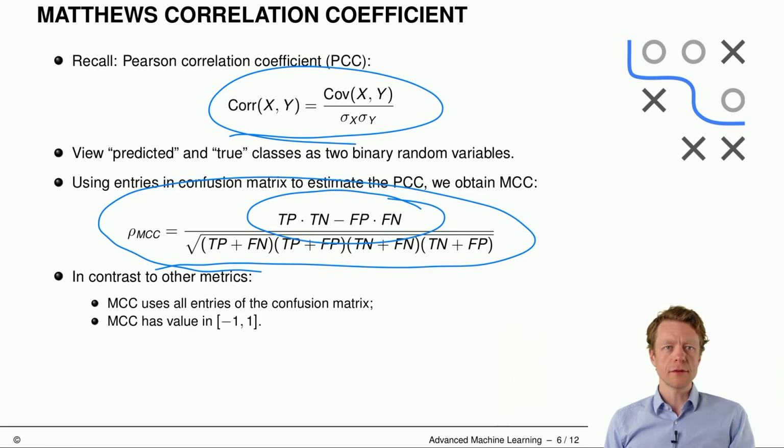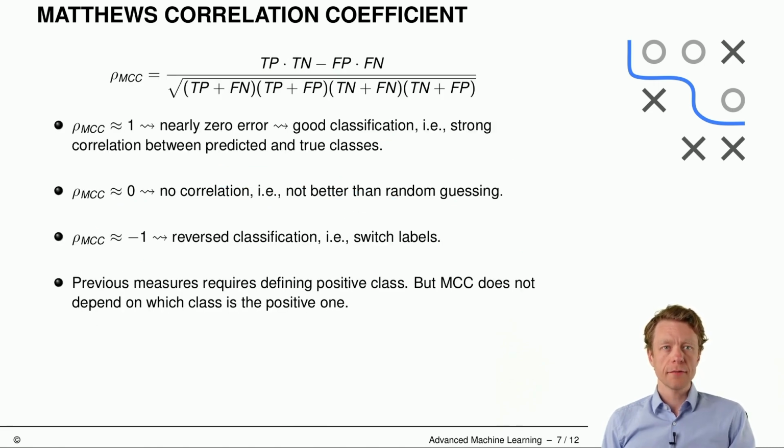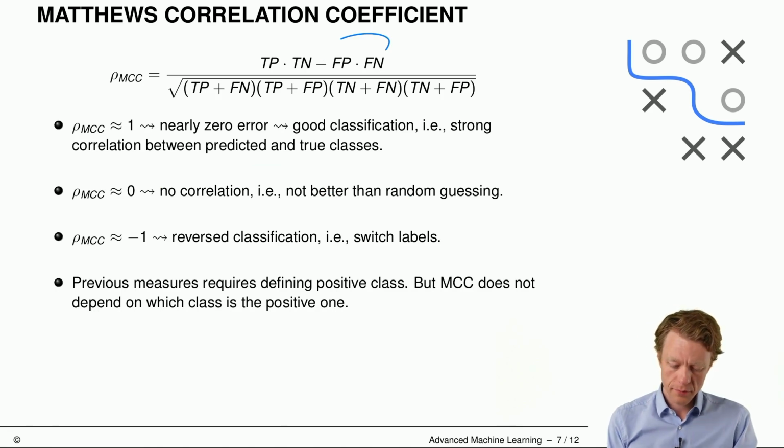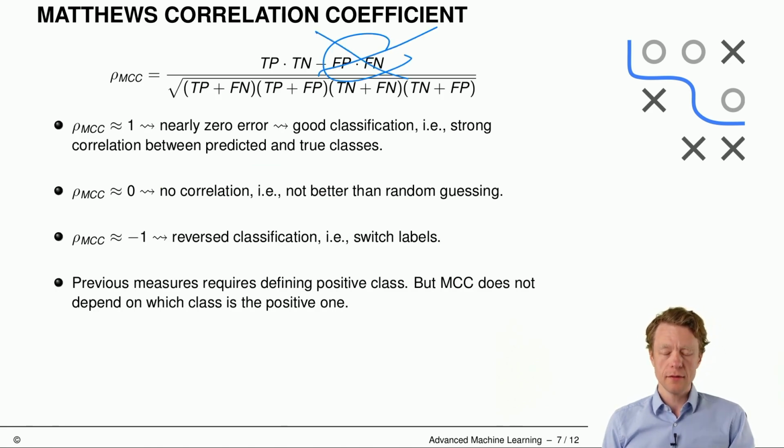And the MCC can also be -1. As you know, for correlation, it can be between -1 and +1. Here again, the formula. If the MCC is 1, then this means we have nearly zero error, because the Fp and Fn values are 0. So everything is true in that case, so all the predictions are correct, which means we have a very good classification, or a strong correlation between predicted and true classes.